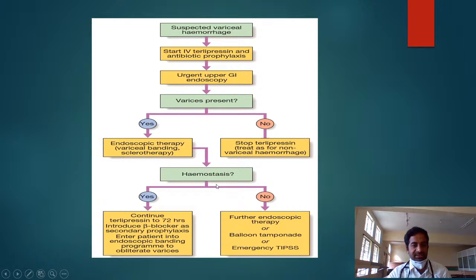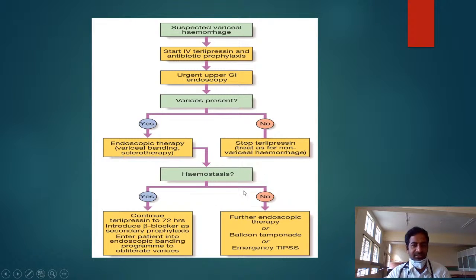If hemostasis is achieved, then you continue terlipressin for at least 72 hours, and then add a beta blocker mainly for prophylaxis. So beta blocker is not the primary treatment. Give terlipressin, a vasopressin analog, and the beta blocker is mainly used for preventing the next bleed. So it is mainly used as a prophylactic drug. Enter the patient into an endoscopic banding program to obliterate the varices.